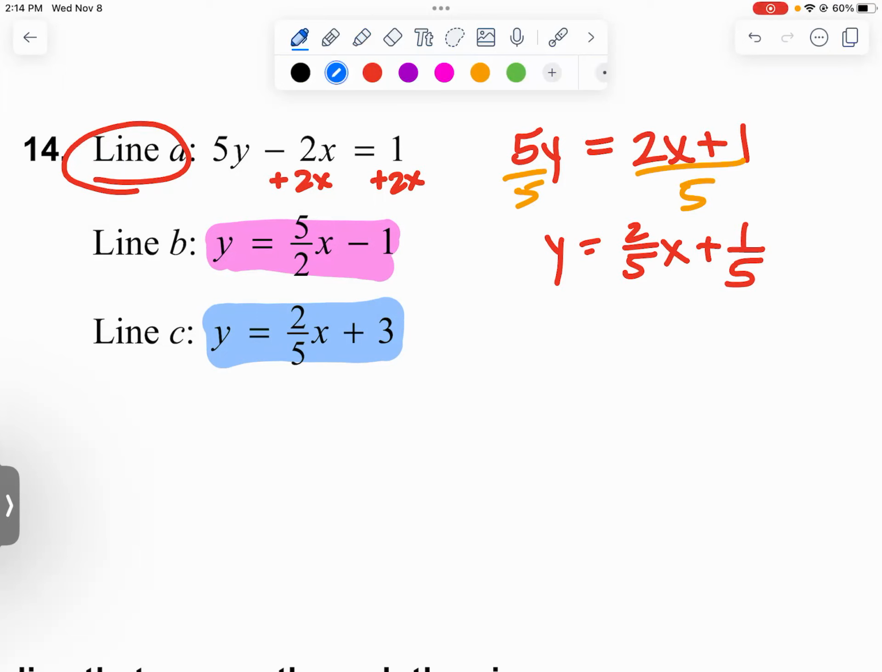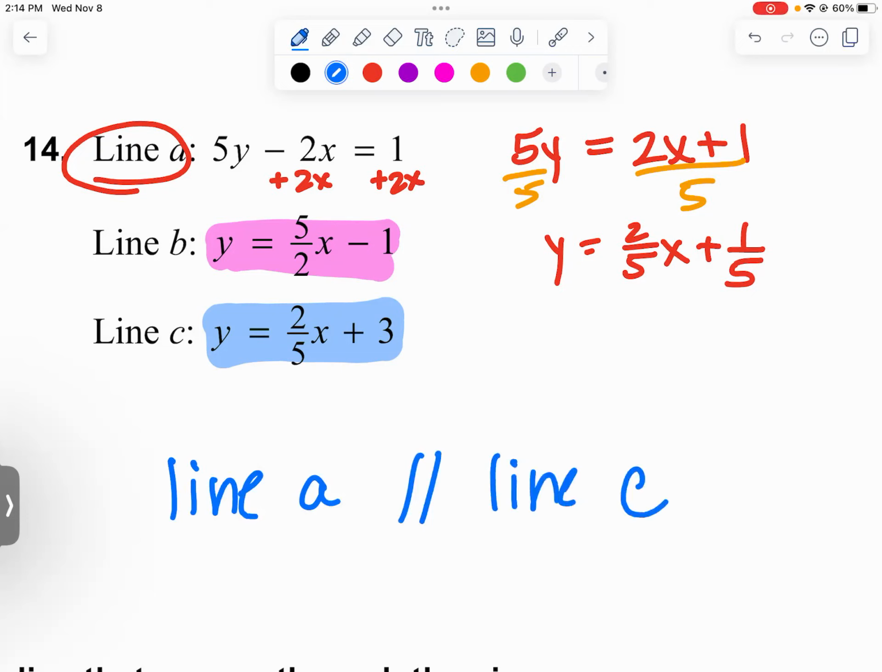Oh, I see I have a 5/2 and a 2/5. That's cool, right? Yeah, but they don't have opposites. They're not negative. 5/2 and 2/5, they're reciprocals, but one of them would need to be positive and one of them would need to be negative in order for this to be a perpendicular thing. So all we know is that line A is parallel to line C because they both have slopes of 2/5.